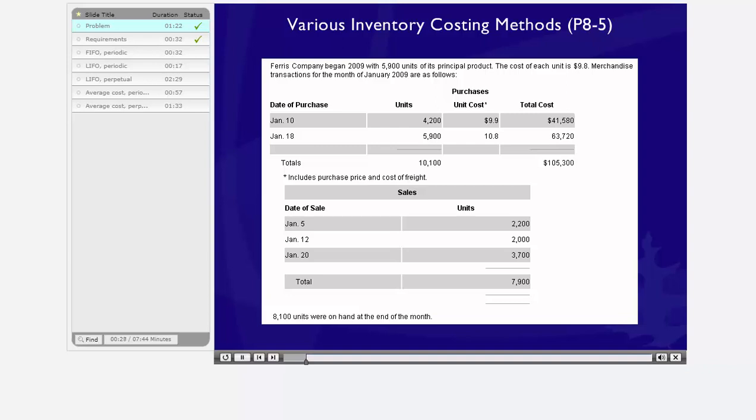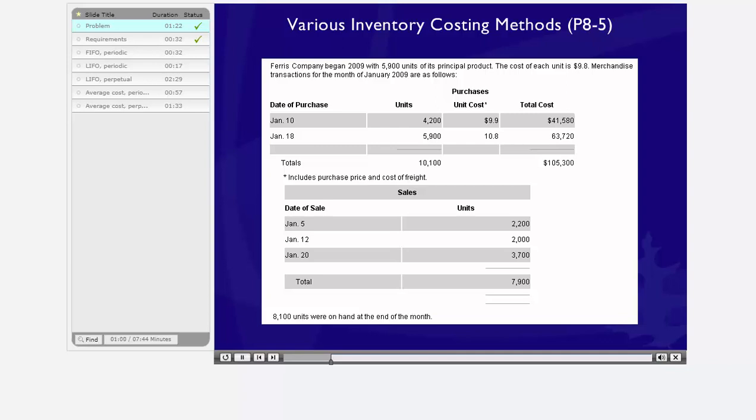That amounted to a total cost of $41,580. There was also a purchase on January 18th of 5,900 units at a unit cost of $10.80, which came up to be a total cost of $63,720. And the purchased unit cost includes price and freight in the unit cost value.